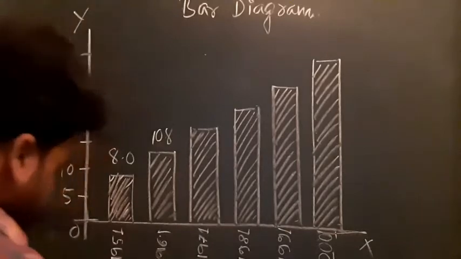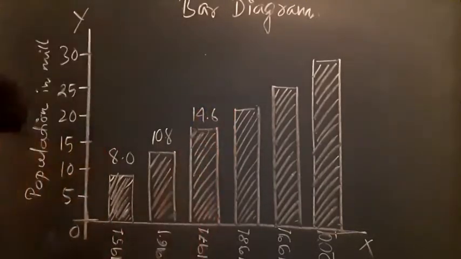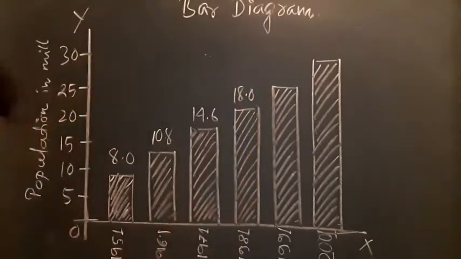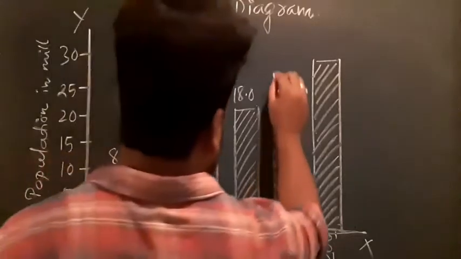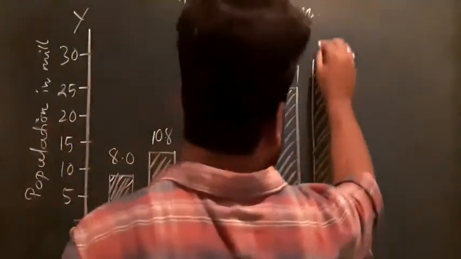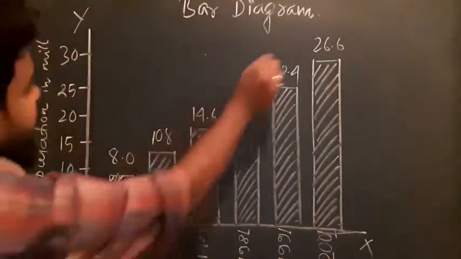I am just showing it to you. Again, 14.6, right? Again, 18.0, again in 1991, 22.4, again in 2006, 26.6. That means what? So this is a trend, right?